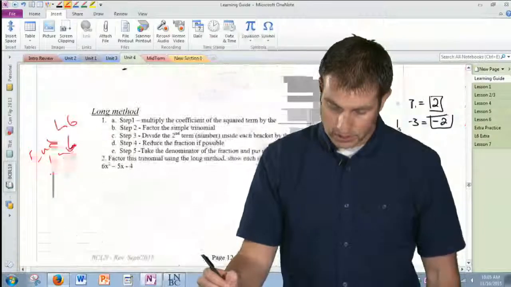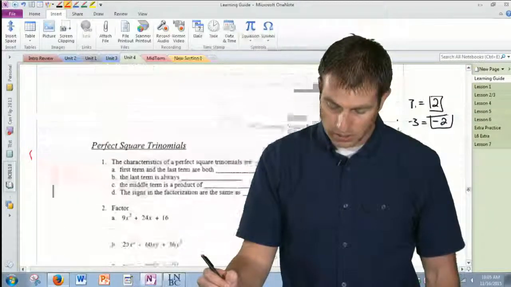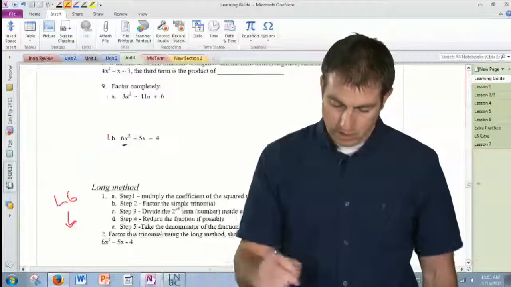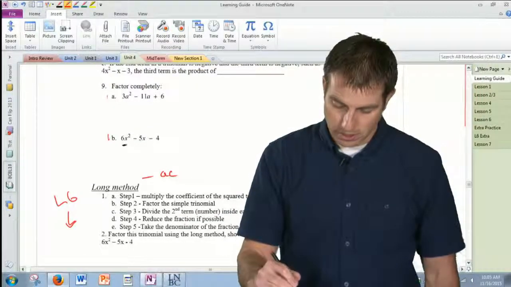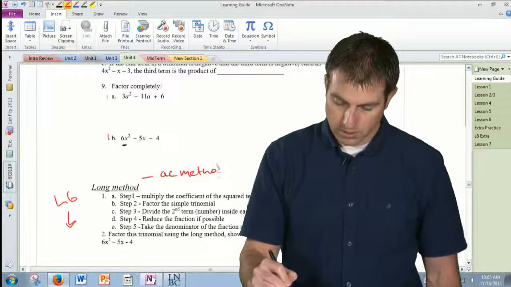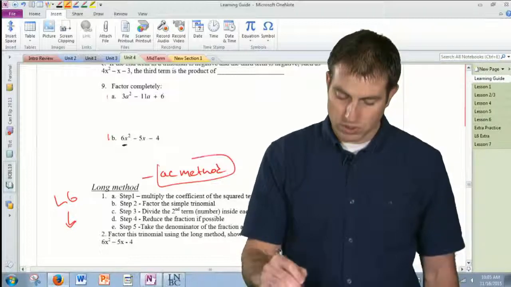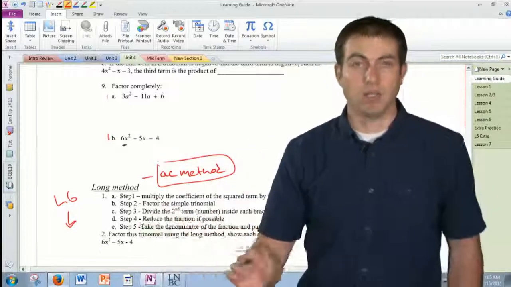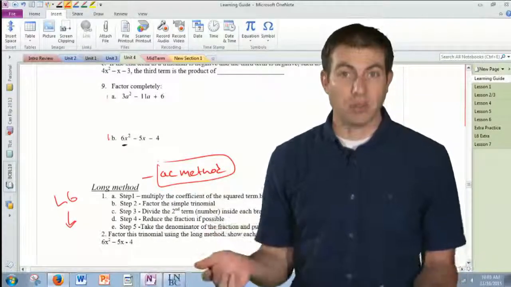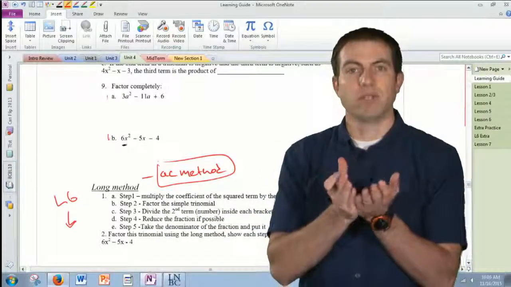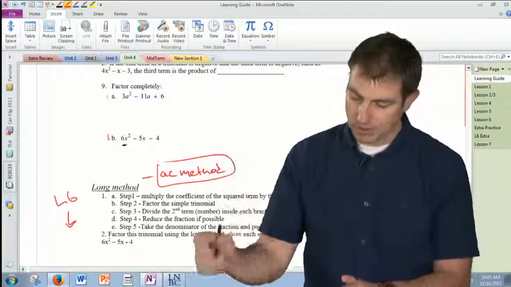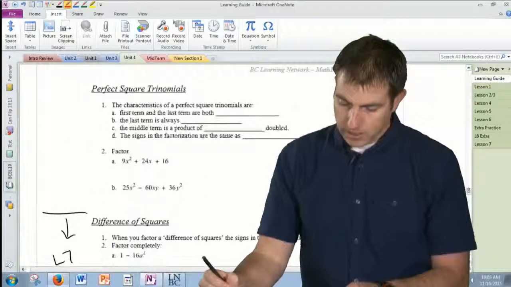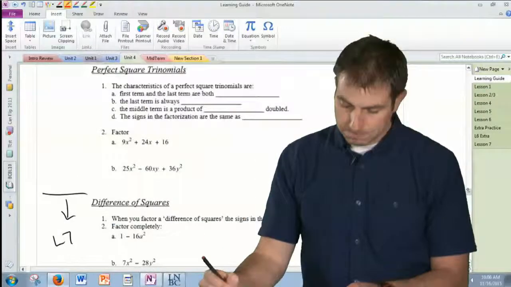Look at that. Lesson 6, long method is kind of the AC method that I called it. And the AC method will always work. So if you're using the AC method, it'll work all of the time. There's just a faster way to do it. If there's no number in front of your first term, if it's just a 1, then there's a faster way. Perfect square trinomials.